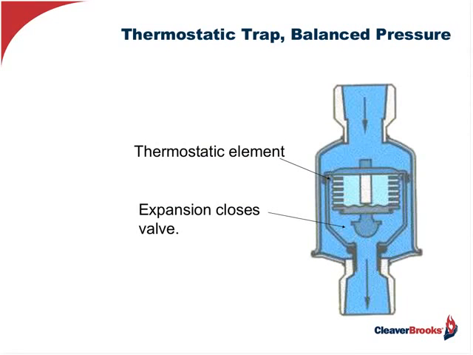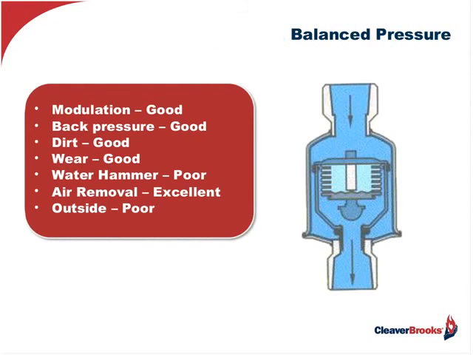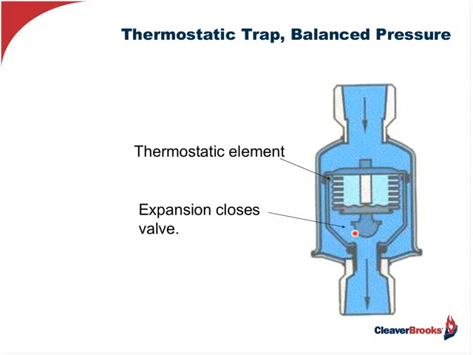As far as the thermostatic trap is concerned, we're using the balanced pressure one here. This is an alcohol-filled bellows, which is sensitive to heat. As the bellows begins to expand, because it's now being subjected to heat from the steam, it closes off the orifice, and you trap the steam. Very, very simple operation. Same as the air vent in that float and thermostatic trap that I showed you previously.